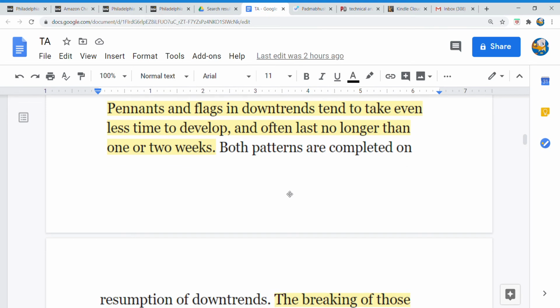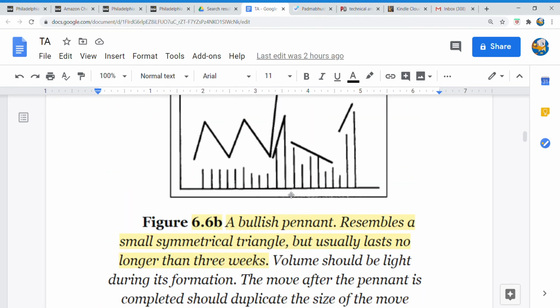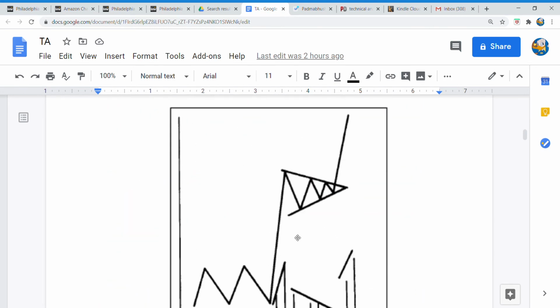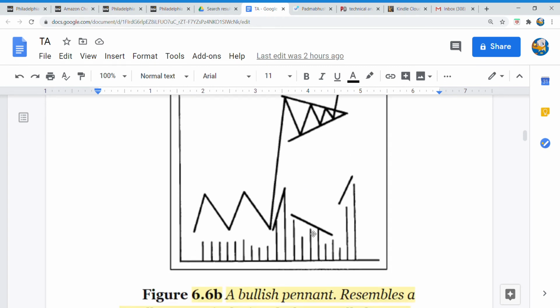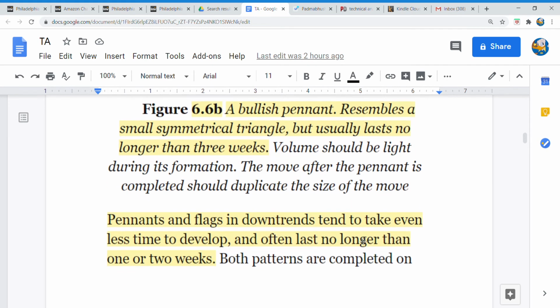So we can see volume here. It is declining during the formation, and at breakout it is increasing.